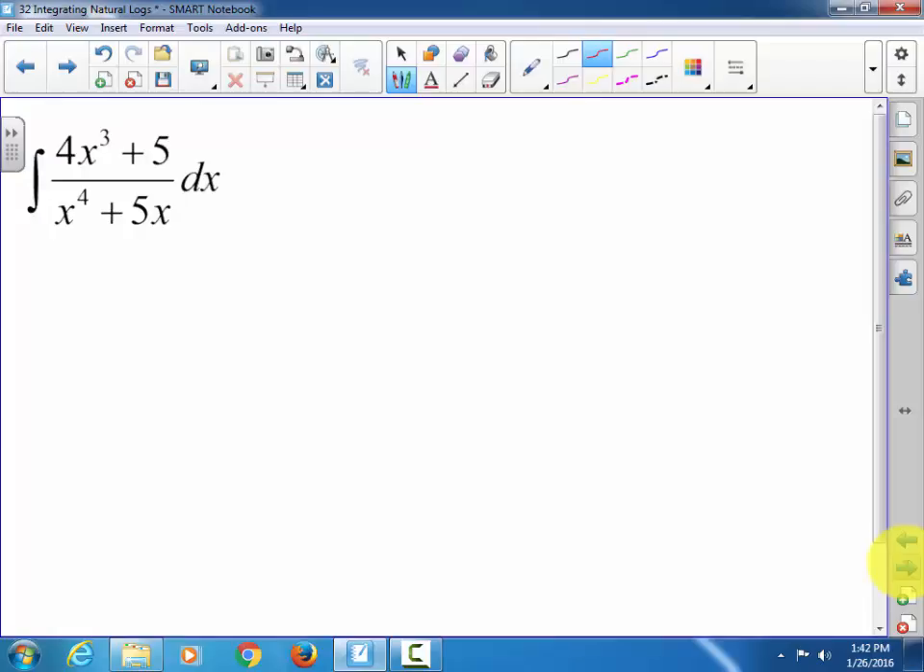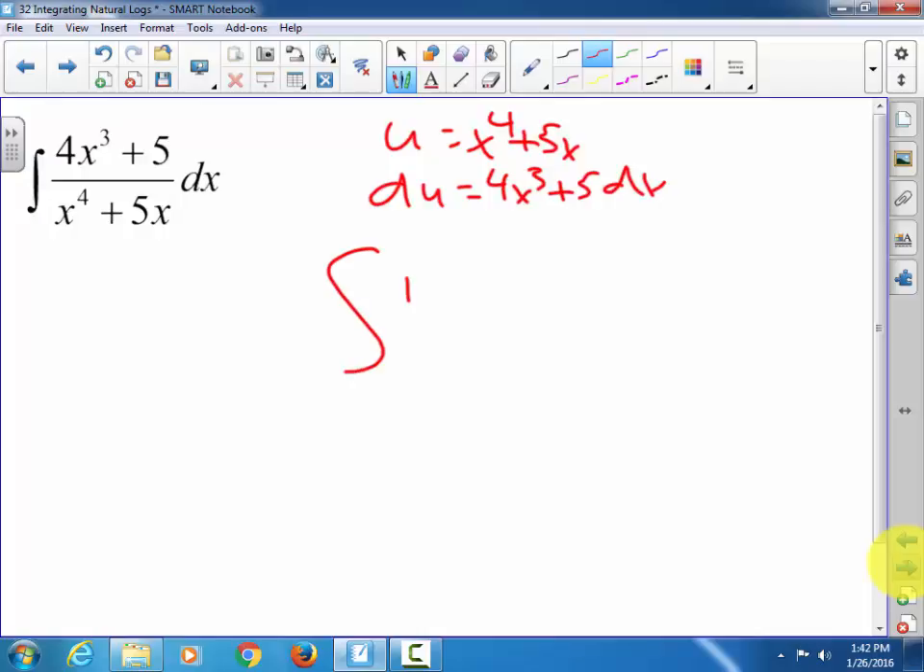Because remember, in May, you're under time constraint when you're dealing with the multiple choice problems. So if you can look at that and say in your head, okay, I know that u is going to be the bottom, and so that means du is 4x cubed plus 5 dx. That's what I've got. So I'm just integrating 1 over u. So then it's going to be ln of x to the 4th plus 5x plus c.